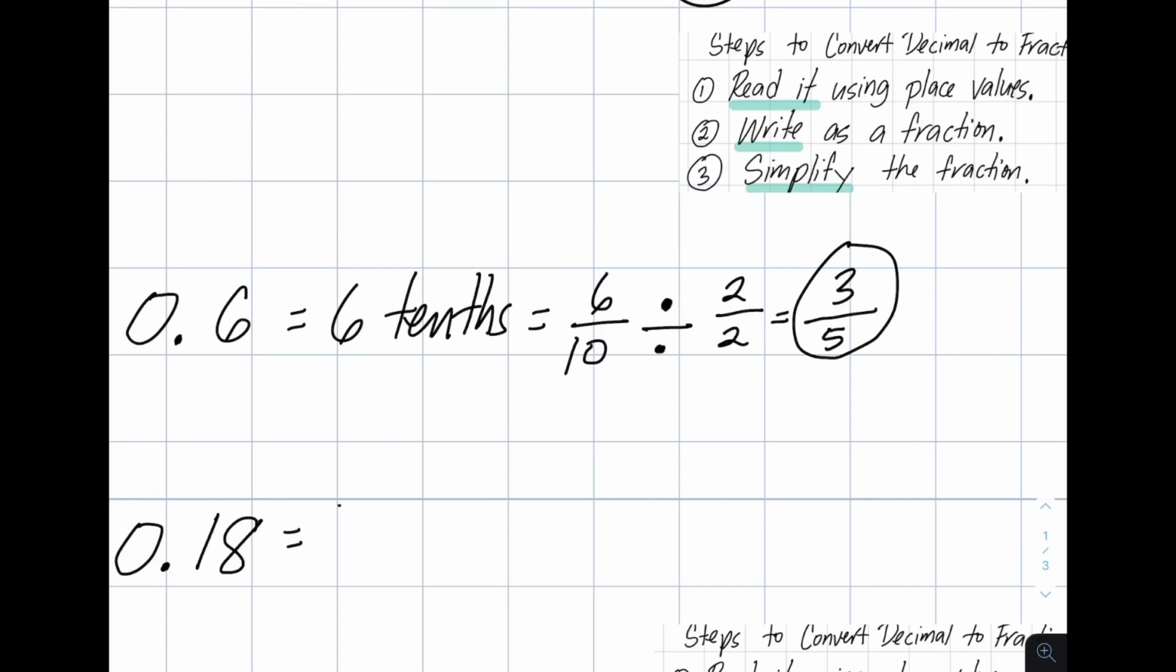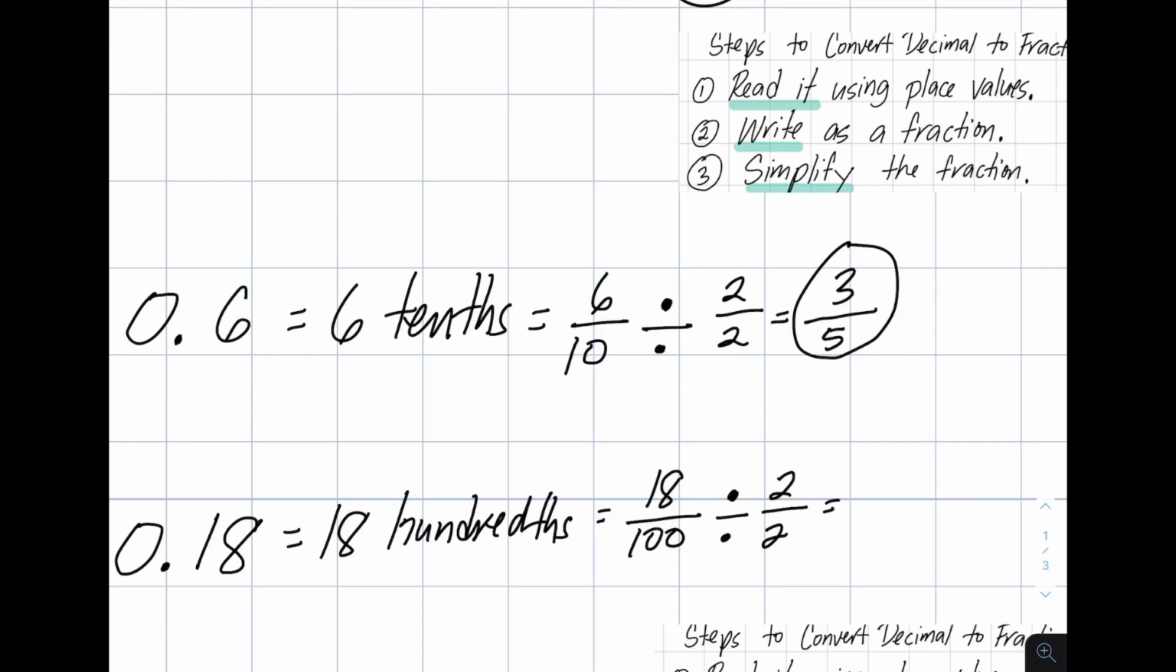0.18. That will be 18 hundredths. 18/100. 18 hundredths. So here, once again, they're both even numbers. So to simplify it, you divide by 2. 18 divided by 2 is 9. And then 100 divided by 2 is 50. And that's simplest form. Let's go to the last part.